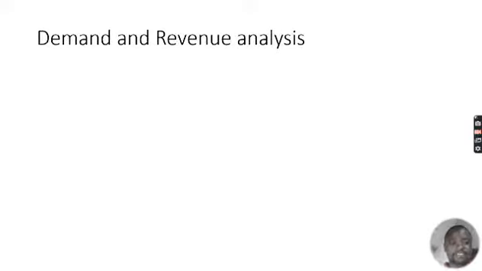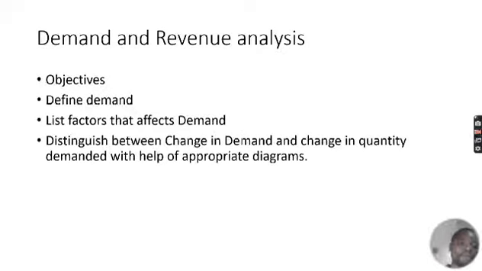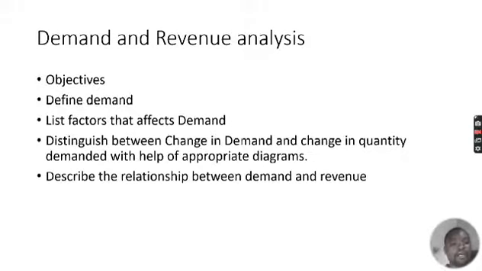Today I want us to talk about demand and revenue analysis. Now the question is, what are we supposed to achieve at the end of studying this? Number one, we are going to define demand. Number two, we are going to list factors that affect demand. Number three, we are going to distinguish between changing demand and changing quantity demanded with help of appropriate diagrams. We are going to describe the relation between demand and revenue. Okay, let's get into business.